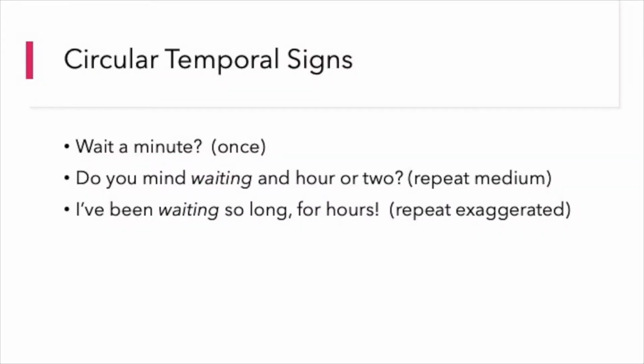The sign to wait is easily changed into the idea of waiting with the addition of a circular motion. In ASL, you expand the duration or intensity by modifying one sign, while in English, we do this by adding words like so, really, or long, long time.